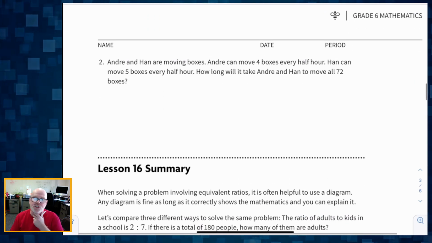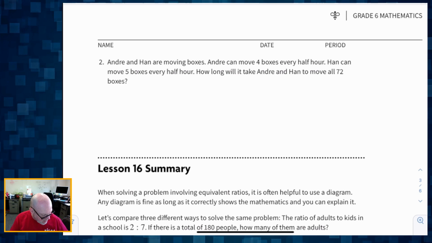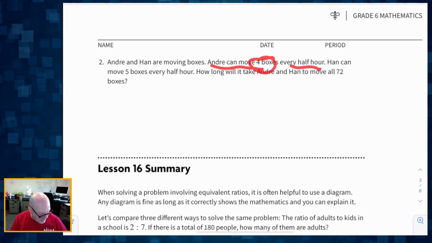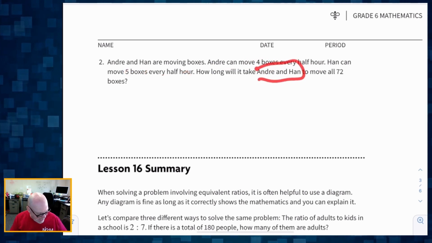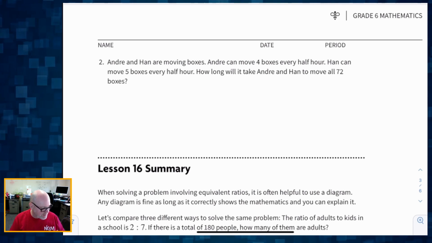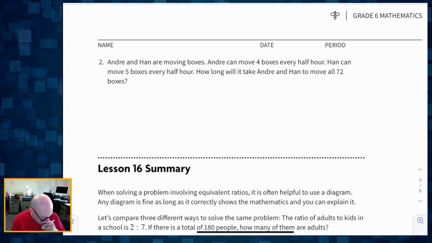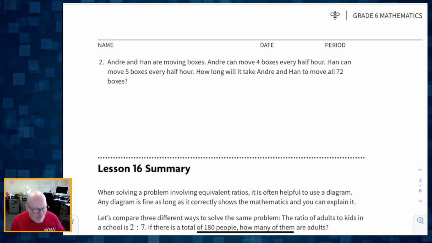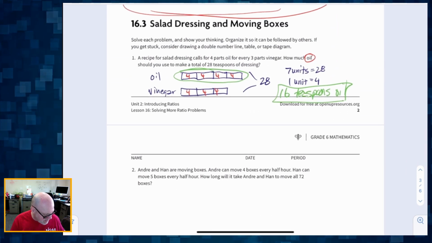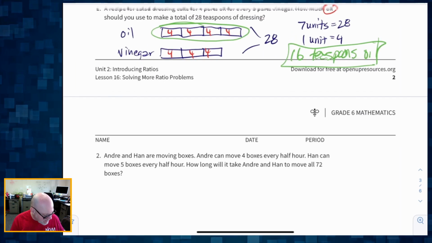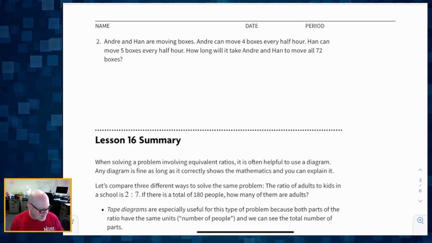All right, moving down to question 2. Andre and Han are moving boxes. Andre can move 4 boxes every half hour. Han can move 5 boxes every half hour. How long will it take Andre and Han to move all 72 boxes? Oh my goodness. Let's see. What would I do? I could do a number line, table, or a tape. I think I'm going to do a tape on this one.